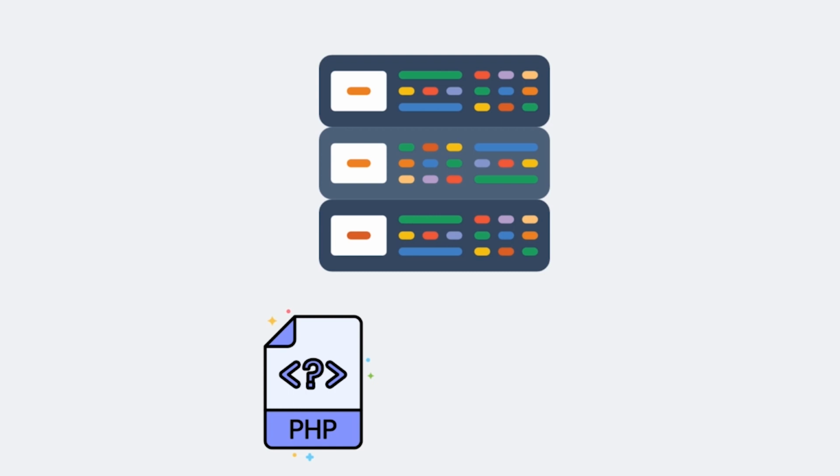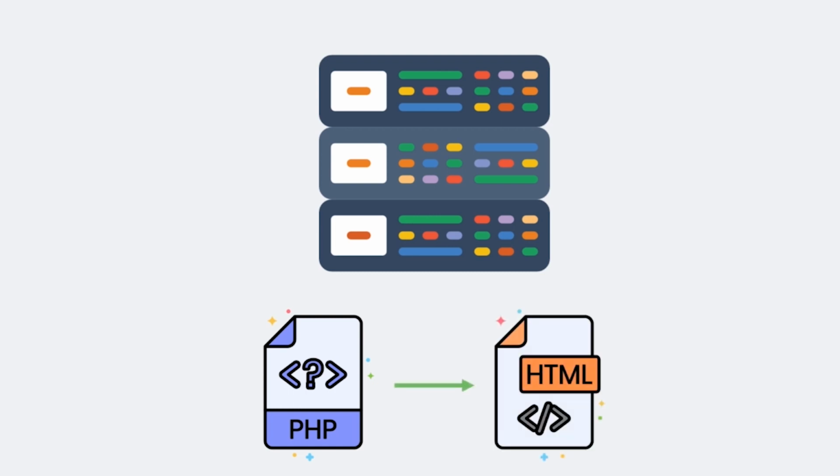PHP will only run on the machine it was installed on. If we install it on a server, it will only run on the server. It never runs in the browser. So, you may be wondering, how does the user know when something happens? PHP does something that no other language does out of the box. It will produce an HTML file.